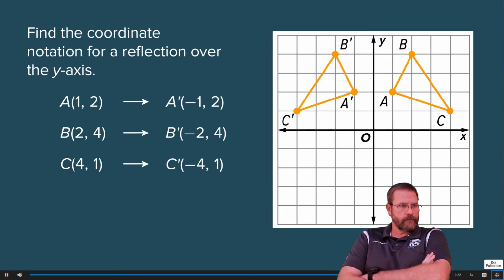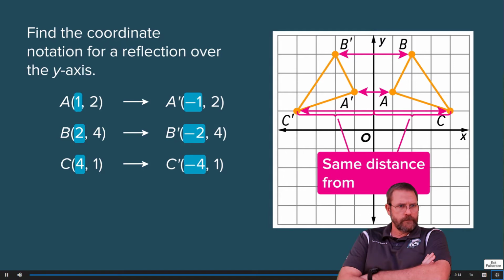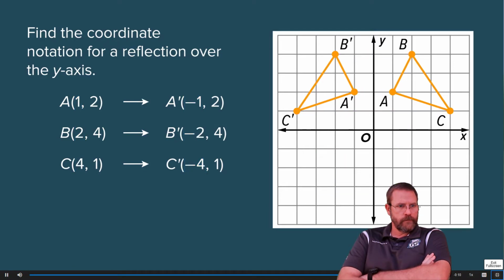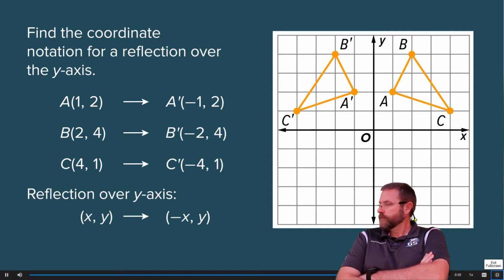Notice that the x-coordinates of the image are the opposite of the x-coordinates of the preimage. This is because the preimage and the image are the same distance from the y-axis. So, the coordinate notation for a reflection over the y-axis shows that the x-coordinates are opposites.